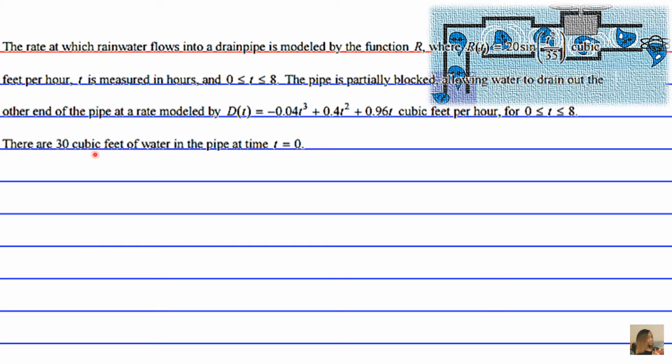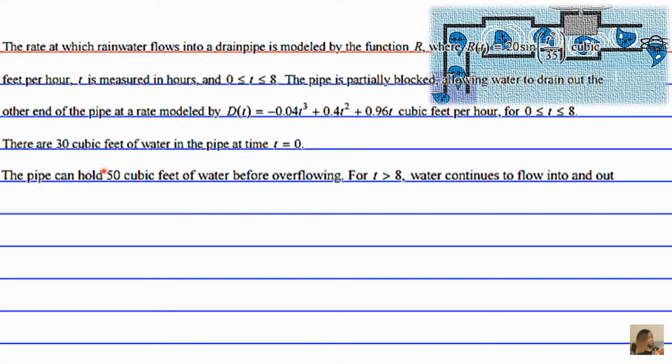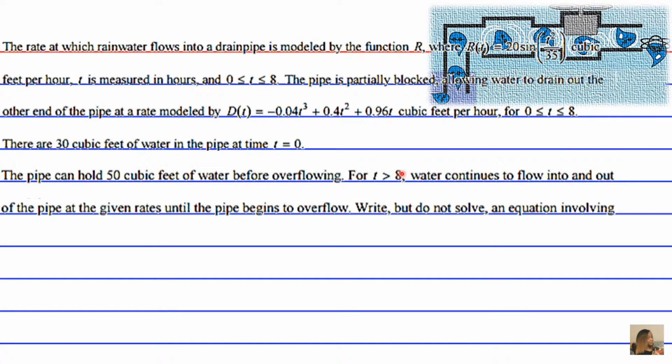There are 30 cubic feet of water in the pipe at time t equals 0 hours. The pipe can hold 50 cubic feet of water before overflowing. For t greater than 8 hours, water continues to flow into and out of the pipe at the given rates until the pipe begins to overflow. Write, but do not solve, an equation involving one or more integrals that gives the time w when the pipe will begin to overflow. All right, so I'll give you a moment to think about this and strategize how you would write this.